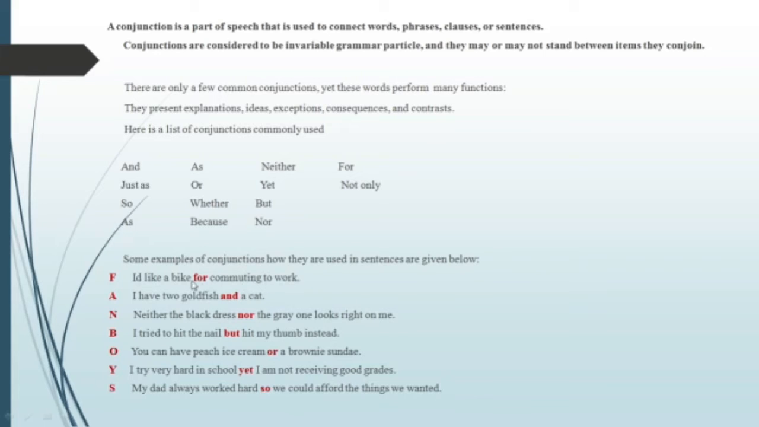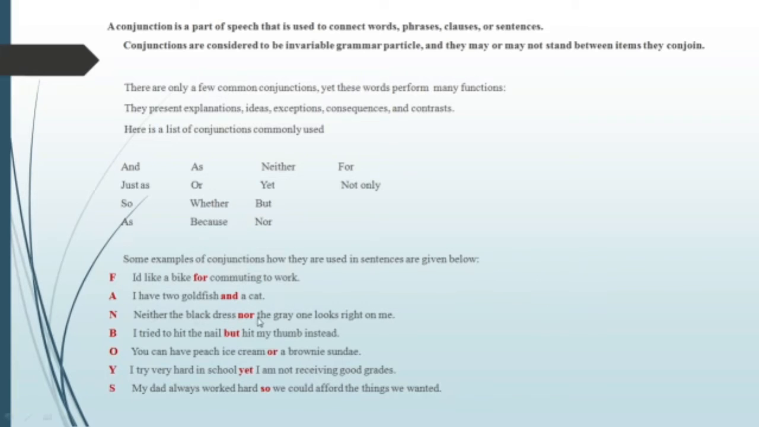I would like a bike for commuting to work. So you are having a bike for what purpose, and it shows the purpose of commuting to work. So it gives reasons in a sentence wherein you use the word for. You can use and for listing items, like I have two goldfish and a cat. That is, you have a list of items and you're using and for joining a series of things.